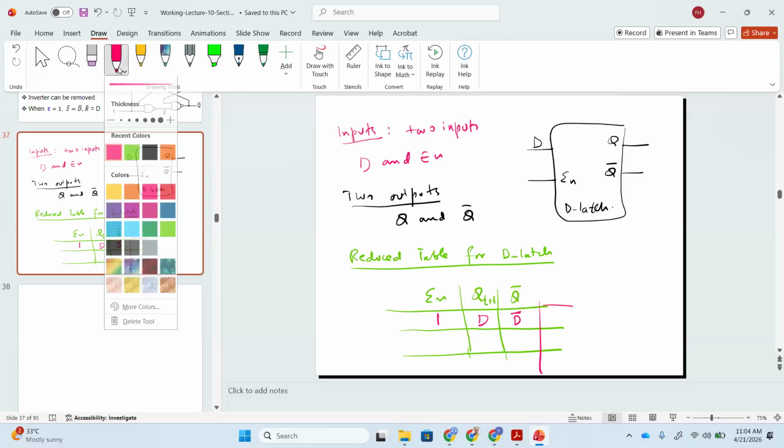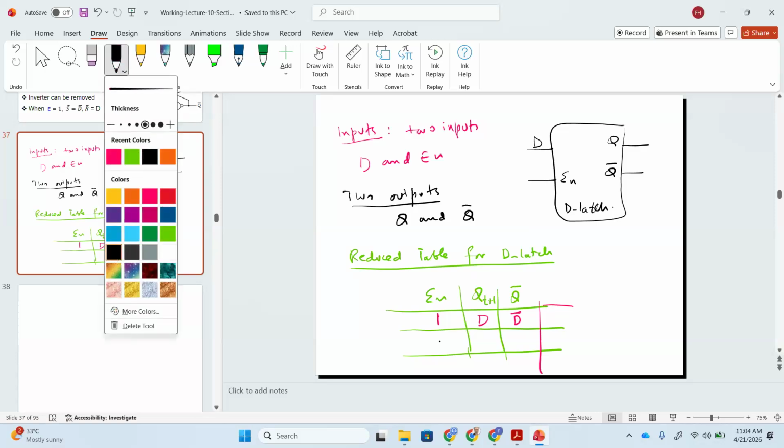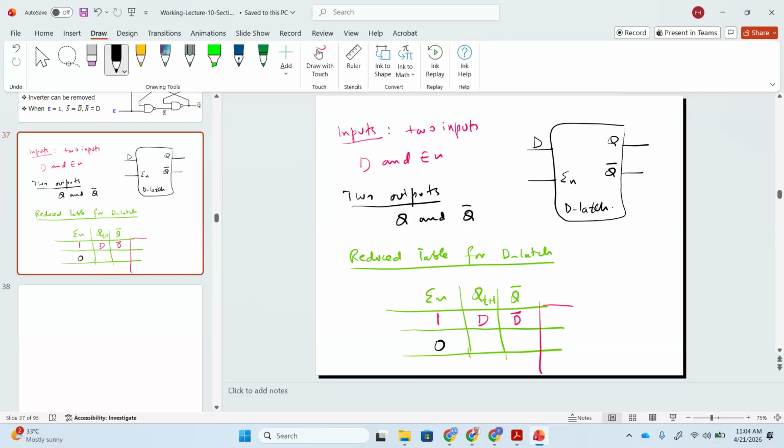And then if enable is equal to 0, what will be the value of Q(t+1)? Anyone may answer? 5 seconds. Anyone? Yes? D bar. No. So basically, if enable is equal to 0, it will retain its previous value, Q(t), and Q bar(t) will stay as Q bar(t). So there are two cases.